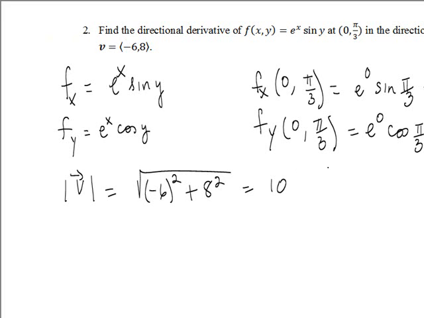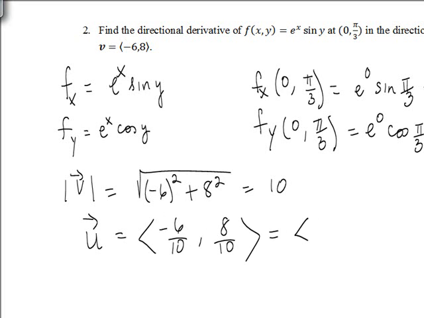So let us find the unit vector in the direction of v. So the unit vector u, we're going to divide the components of v by 10. Negative 6 over 10, 8 over 10. And you can reduce that, negative 3/5, 4/5. Any questions so far?